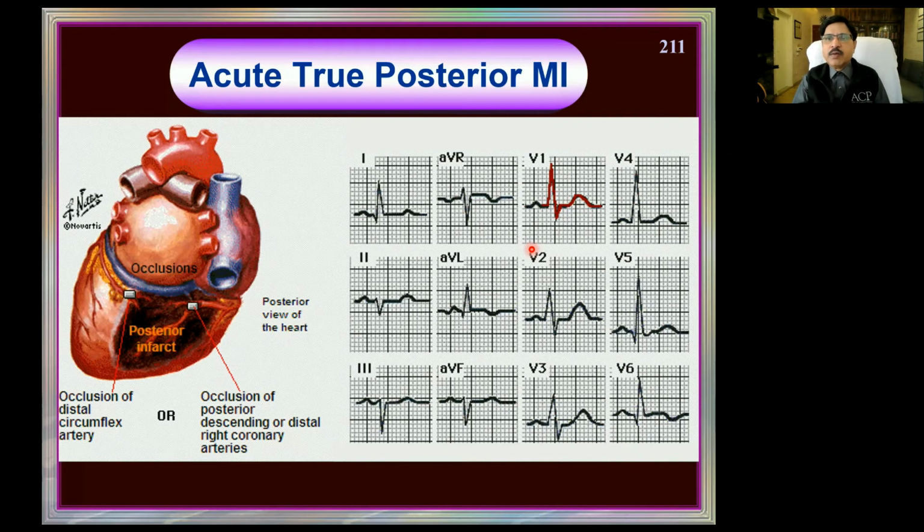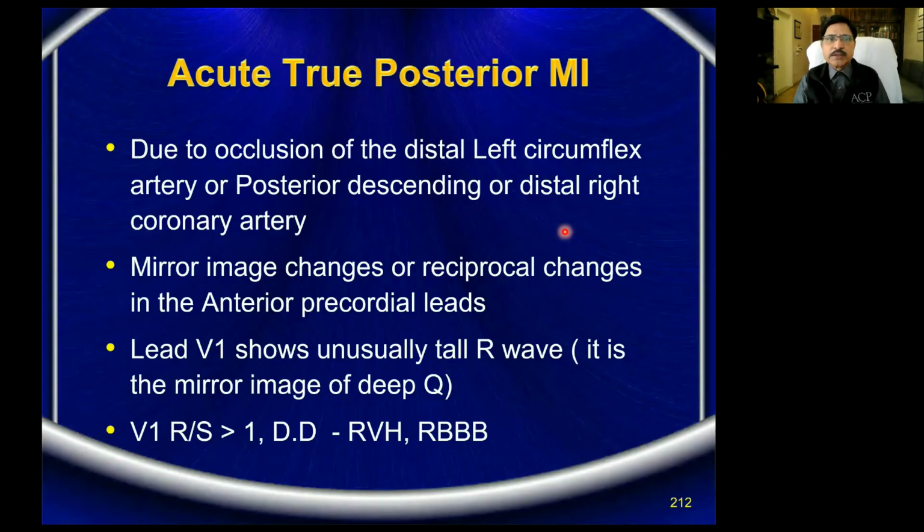Acute posterior infarction. What is a little missing in this particular recording is a typical ST depression, which we expect here, the complement of the ST elevation. I'll flip the image and show you what is complement. Due to occlusion of the distal left circumflex, posterior descending or distal right coronary, mirror image changes are reciprocal changes in the anterior precordial leads. V1 shows unusually tall R waves. It is a mirror image of the deep Q. In fact, that is the Q which we are seeing as a tall R wave. The differential diagnosis: one is posterior infarct, two is RVH, three is RBBB, and four is rightward rotation.